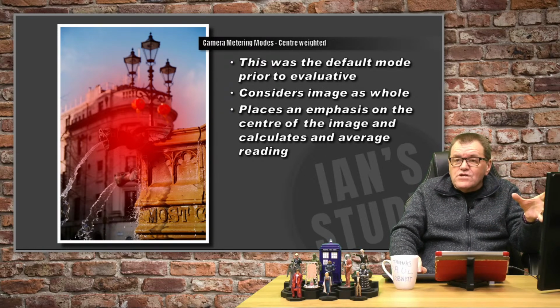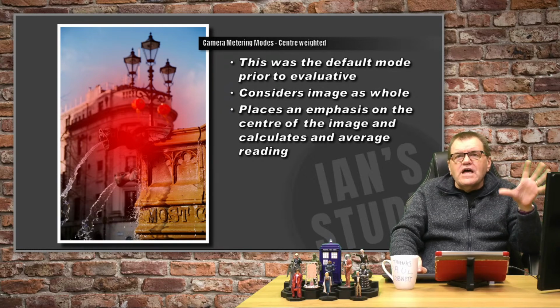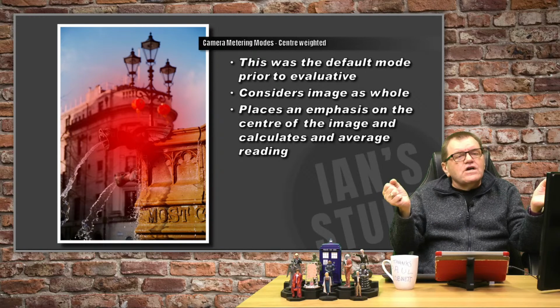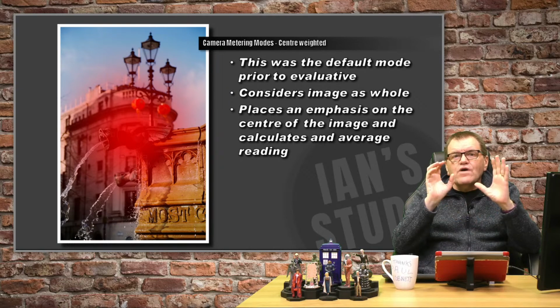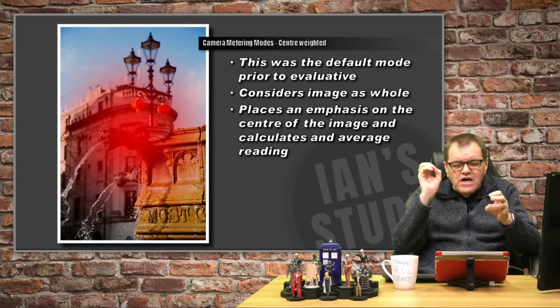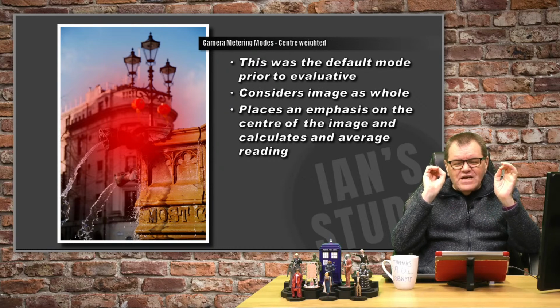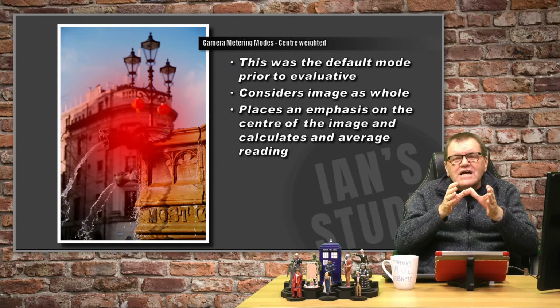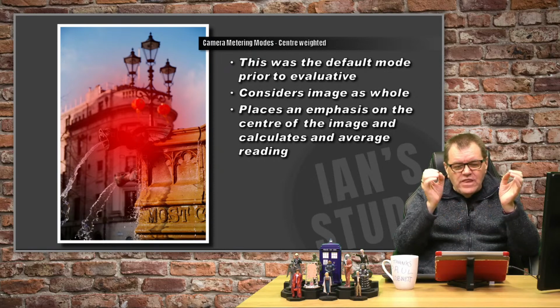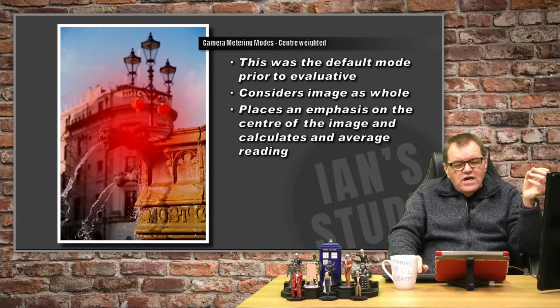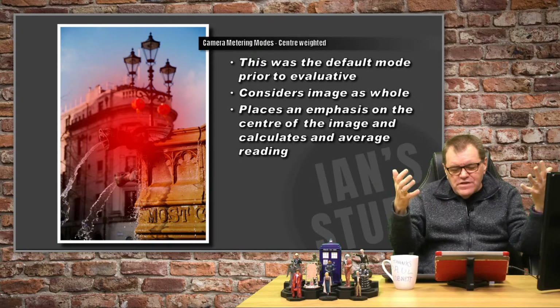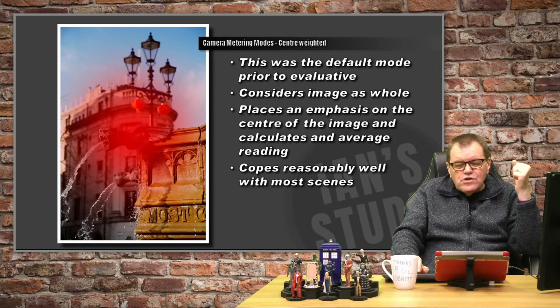So what is this good for? Well, if you've got a subject against a bright background, so suppose you've got someone standing in front of a window and you want to make sure you get the exposure right for them, center weighted, the camera will give emphasis on the middle there. But it is a more dated version of the evaluative matrix mode. So because of that, I would tend not to use it. There's a better one for against a bright background or anything like that, but it's there as an option.